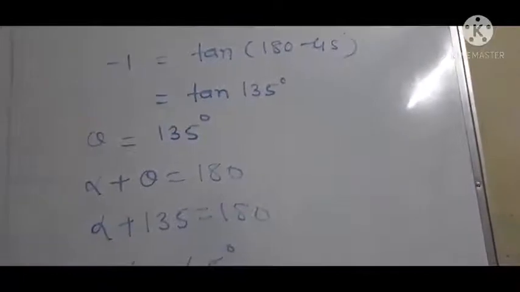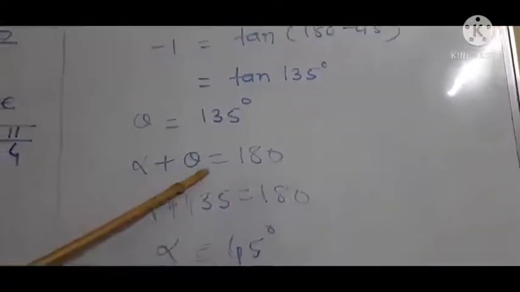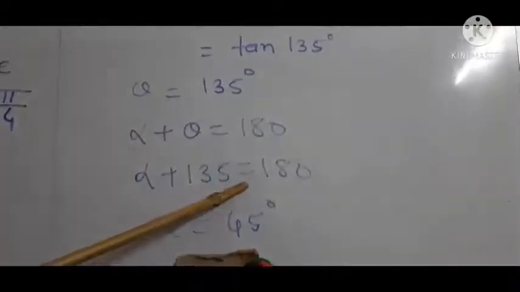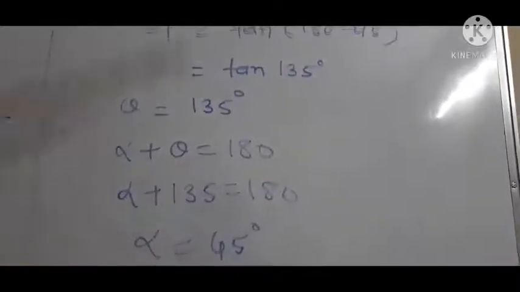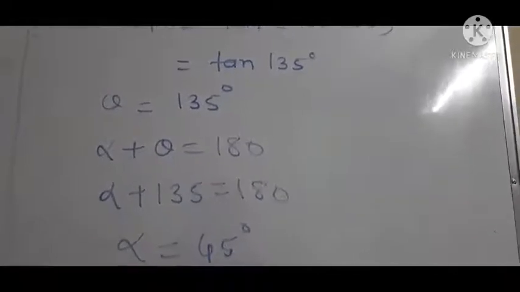Now, the angle between the x-axis and the line joining. So alpha plus theta is equal to 180 degrees. Alpha plus 135 is equal to 180 degrees. Alpha is equal to 45. So in this way we can find the angle: alpha is equal to 45 degrees.